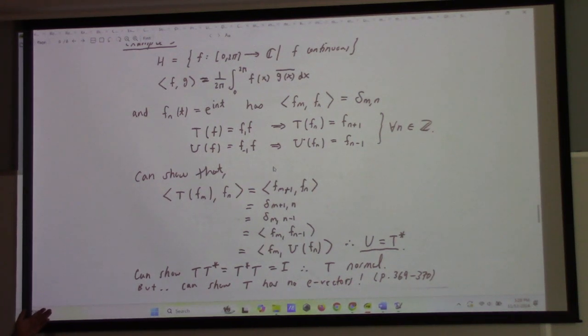You can look in the book, pages 369 and 370, there's the proof right there that, in fact, this transformation has no eigenvectors. If you try to solve the eigenvector equation, you get nothing. So, much like the rotation in the plane.